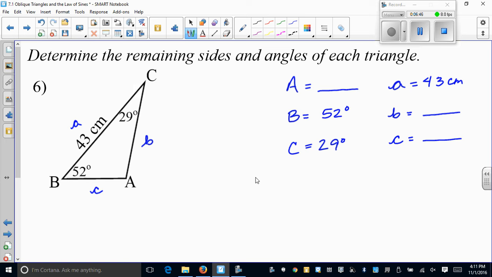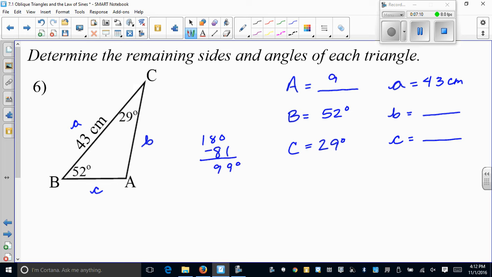Now, angle A is missing, but again, as before, add these 2 up. 9 plus 2 is 11. 5 plus the 1, carry the 1. 6, 7, 8, so this is 81. And we subtract that from 180, and we get 99 degrees. So angle A is 99 degrees.